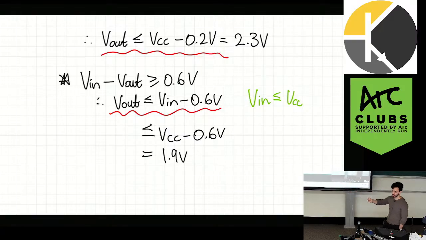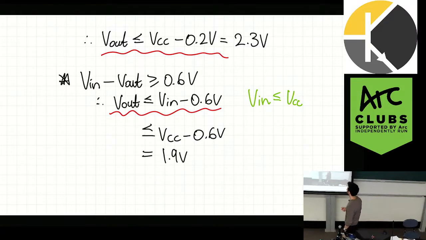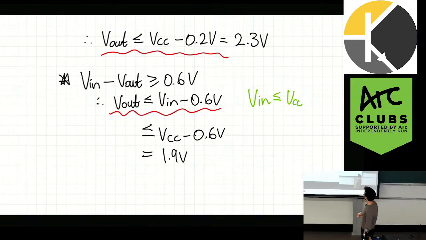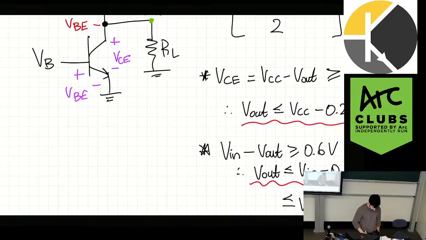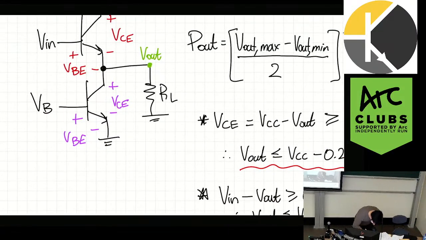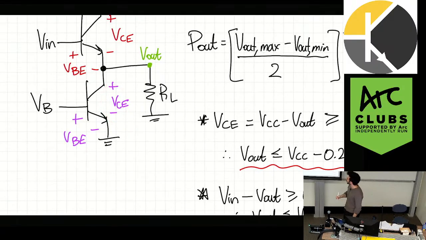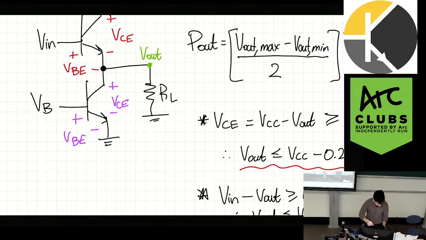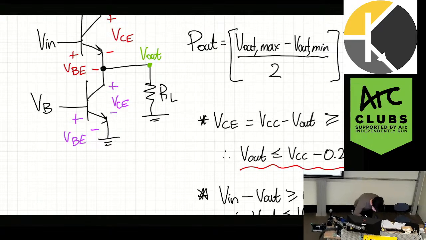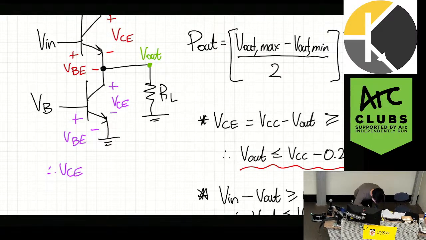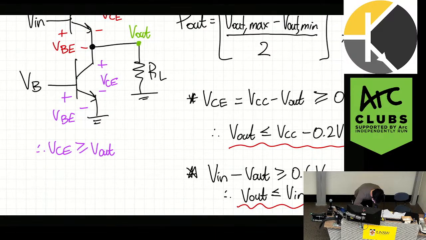Okay? So this probably is a little uncomfortable, but yeah. Was that any questions? Okay. So then the lower bound is very simple, thankfully, because we just discussed that VBE has no impact. So then we just say, therefore, VCE is greater than or equal to Vout minus.